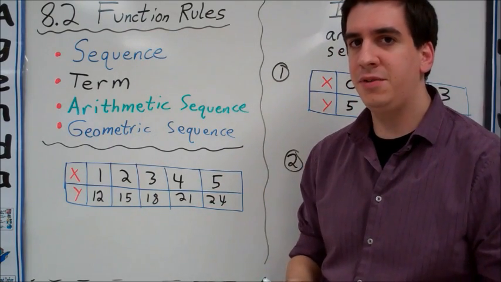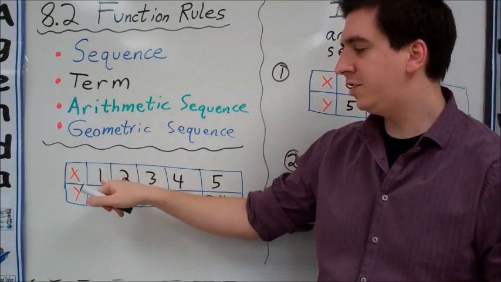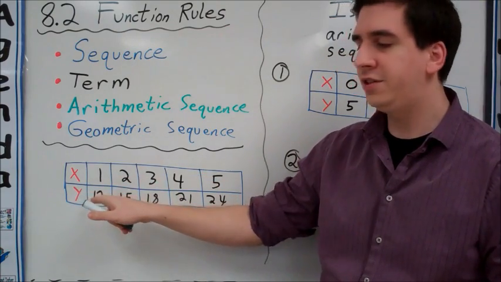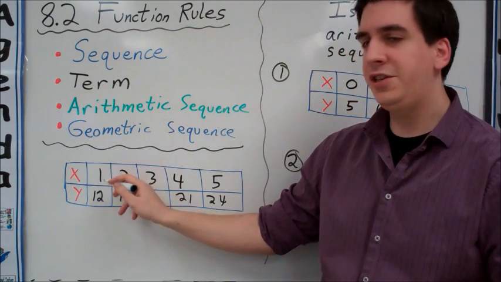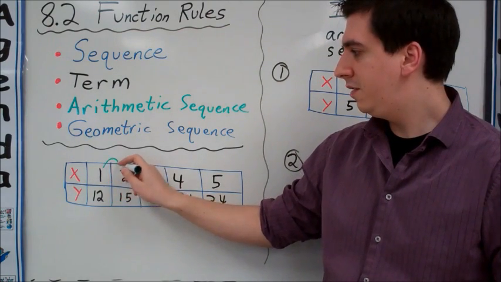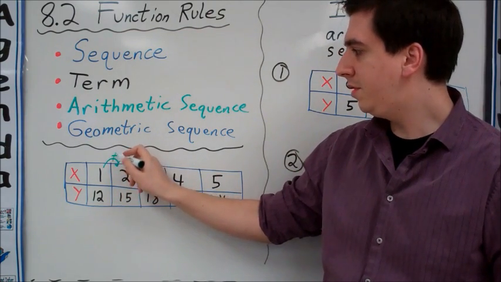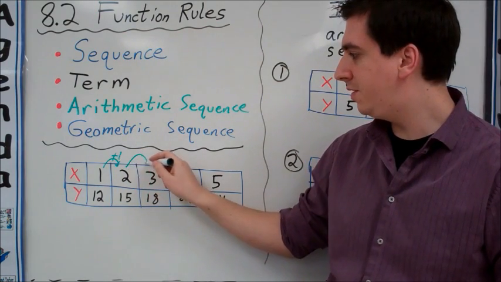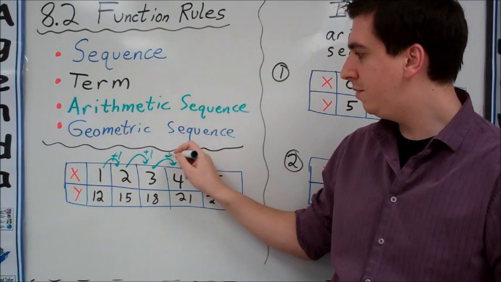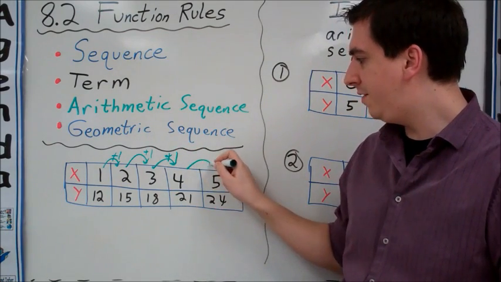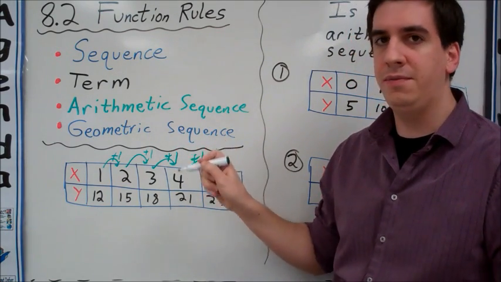An arithmetic sequence exists when your changes in x are always constant and your changes in y are constant. Let's look at this first example here. Our change in x as we increase is plus 1, from 2 to 3 is plus 1, from 3 to 4 again is plus 1, from 4 to 5 is plus 1.